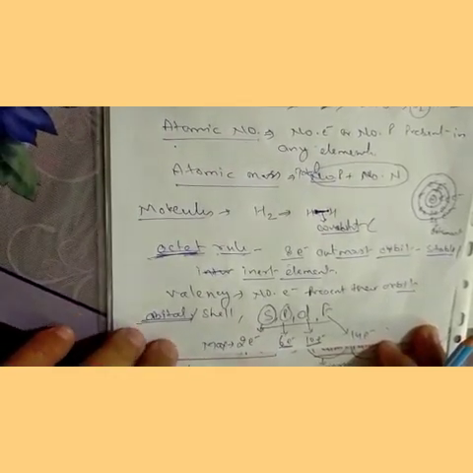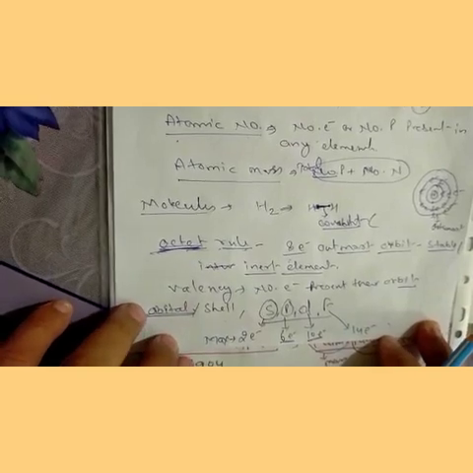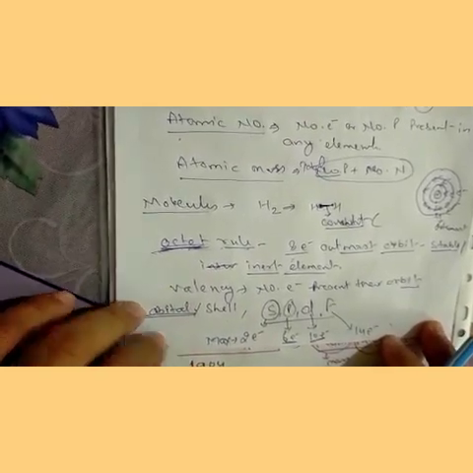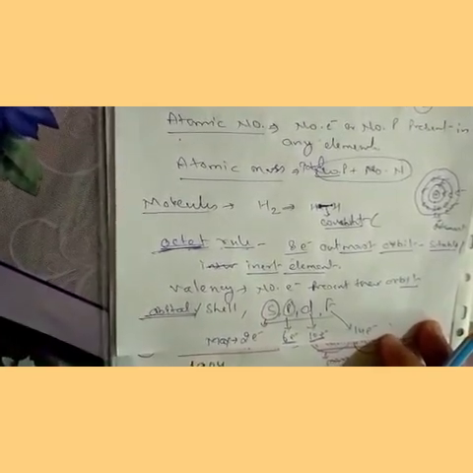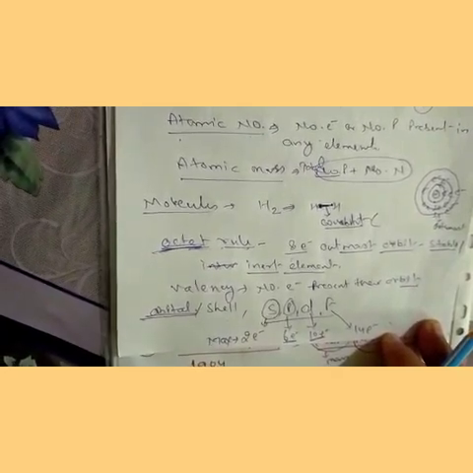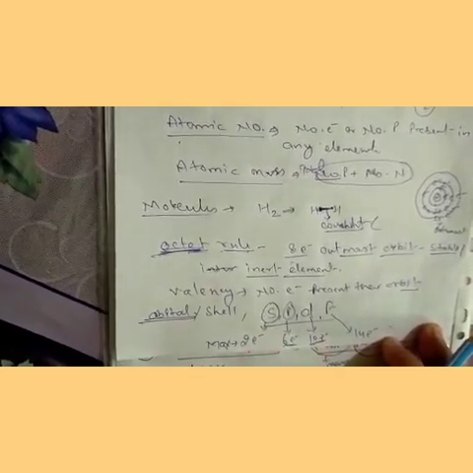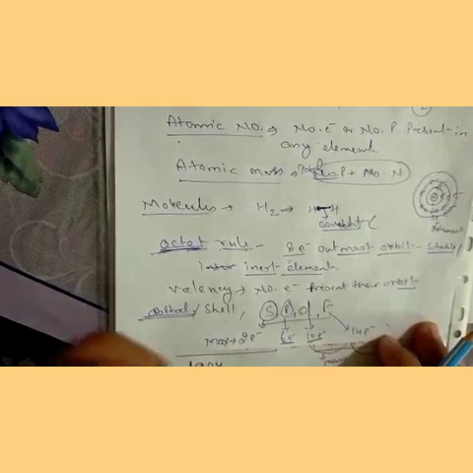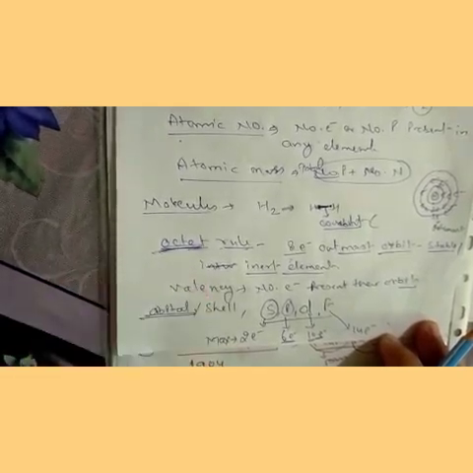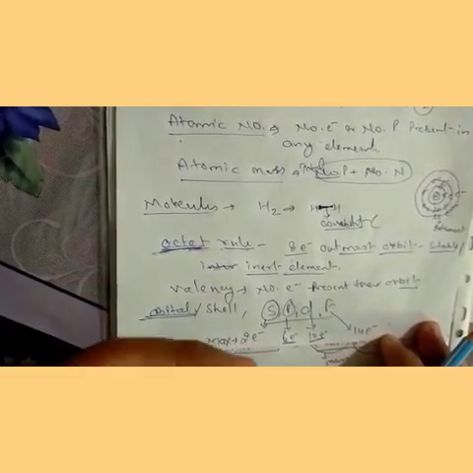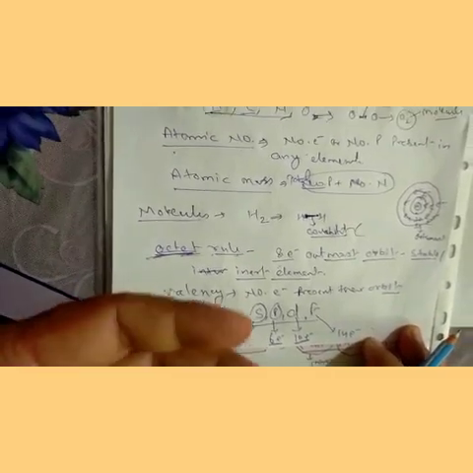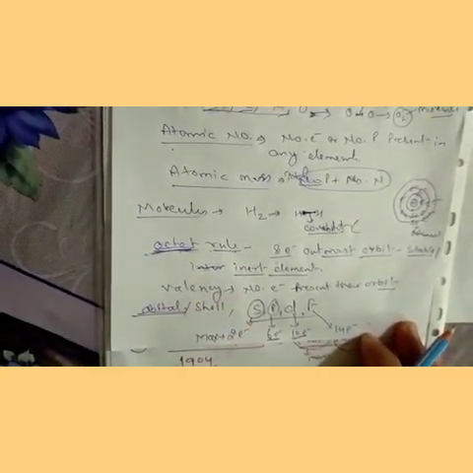We'll discuss in detail about these orbitals, and then about electronic configuration: how the electrons are filled in particular atomic orbitals, and how those electrons are going to make a bond with another atom. So all details will come in another lecture.